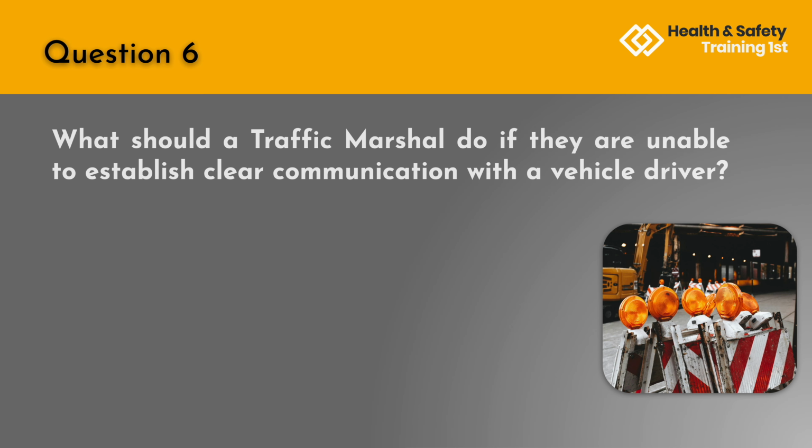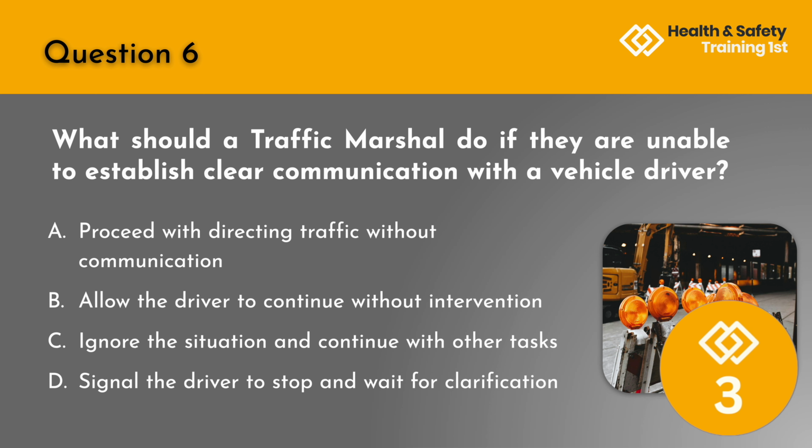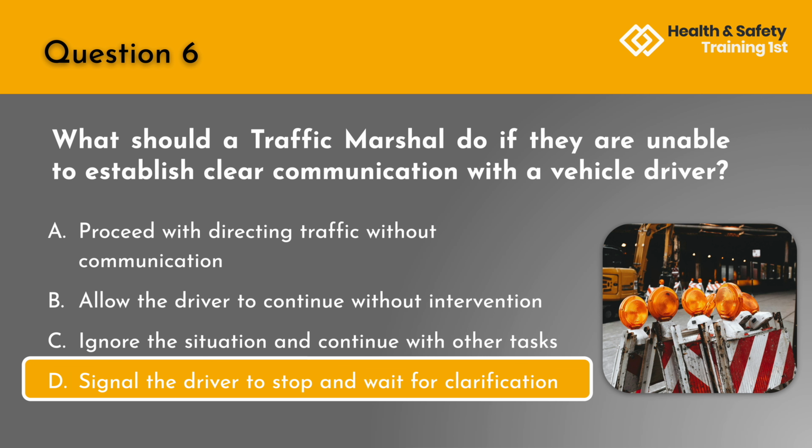Question 6. What should a traffic marshal do if they are unable to establish clear communication with a vehicle driver? A. Proceed with directing traffic without communication. B. Allow the driver to continue without intervention. C. Ignore the situation and continue with other tasks. Or D. Signal the driver to stop and wait for clarification. The correct answer is D. Signal the driver to stop and wait for clarification.